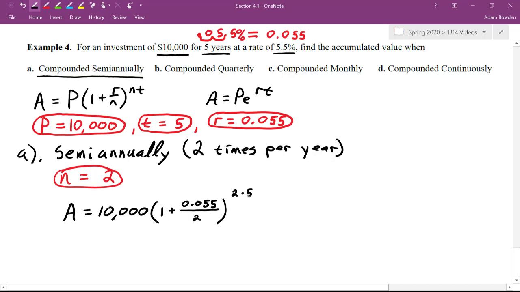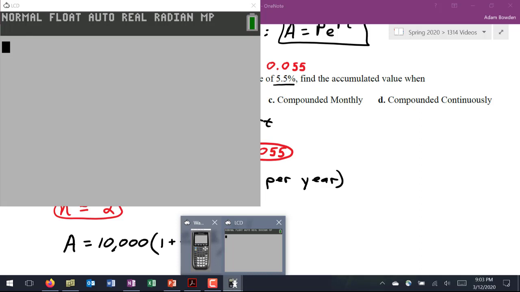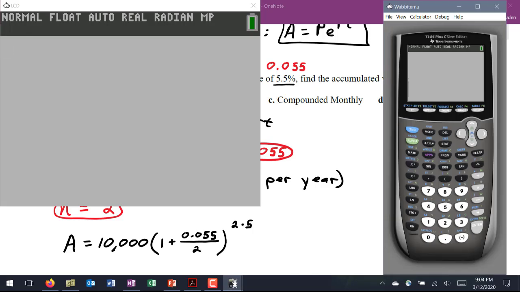Now this has a lot of numbers and a lot of calculations going on, so what I'm going to do is just use the calculator to help me calculate this out. So let me get the calculator pulled up so we can all put this in. We'll start by putting it in pretty much exactly like it shows. We can put 10,000 and then we'll put open parentheses 1 plus 0.055 divided by 2, then put close parenthesis.